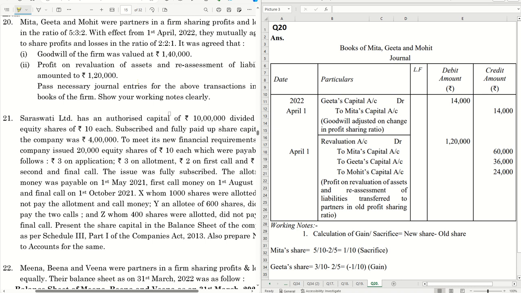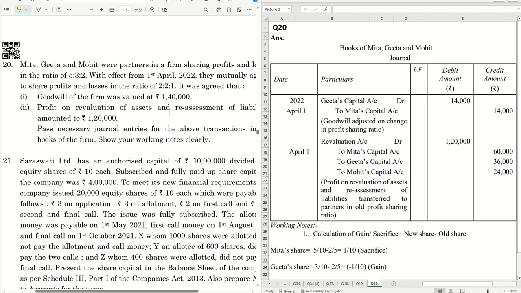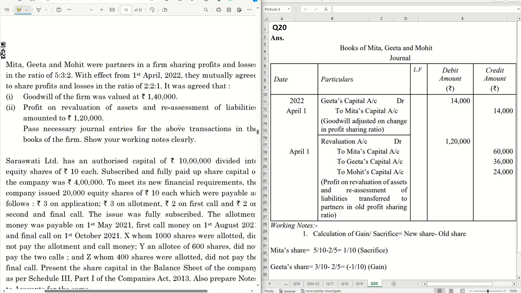Question 20 में आ जाते हैं अब. Meeta, Gita, and Mohit are partners in a firm sharing profits and losses in the ratio 5 is to 3 is to 2. From 1st April उनका नया PSR होने वाला है 2 is to 2 is to 1. उन्होंने अपना PSR चेंज किया यहाँ पे. Goodwill of the firm 1,40,000 है. Profit on revaluation of assets and reassessment of liabilities 1,20,000 है. We have to pass journal entries for the above transactions and we have to show the workings clearly. जब भी mention होगा that show your workings clearly, इसका मतलब workings के लिए भी marks हैं. So करते हैं one by one.